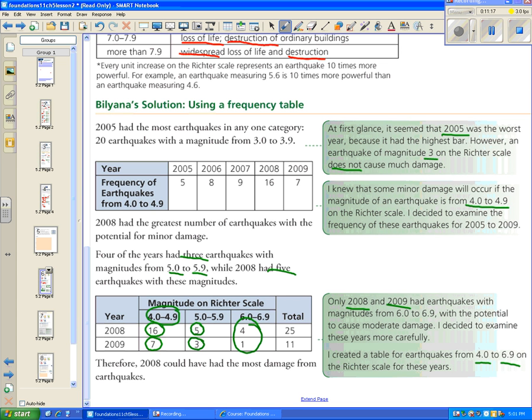So if you can see, 2008 has the higher number in all 3 columns. And this means that 2008 could have had the most damage from earthquakes.